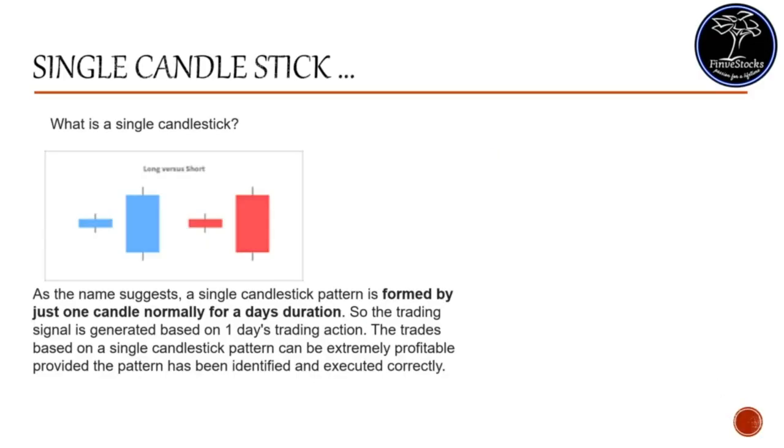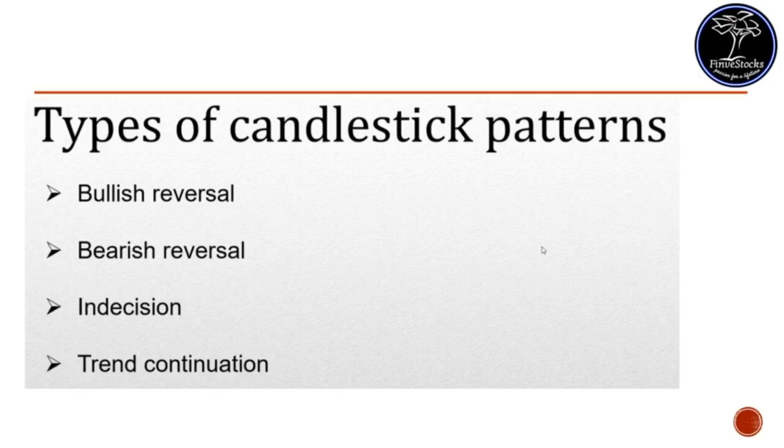In our next video, we will talk more about single candlesticks. As the name suggests, a single candlestick pattern is formed by just one candle, normally for a day's duration. So the trading signal is generated based on a day's trading action. The trades based on a single candlestick pattern can be extremely profitable, provided that the pattern has been identified and executed correctly. There are different types of candlestick patterns. Some are bullish reversal, some are bearish reversal, some indecision candles and trend continuation candles.